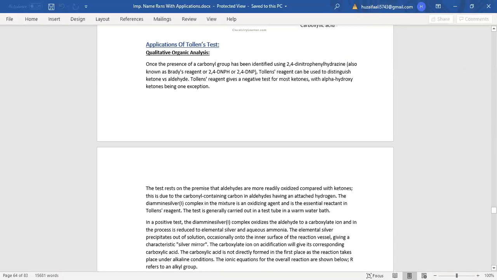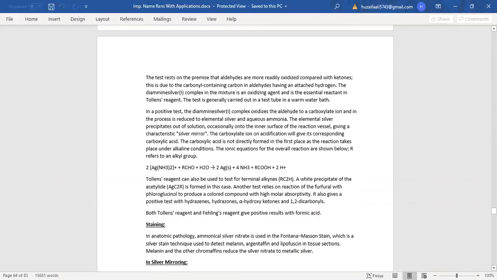The test rests on the premise that aldehydes are more readily oxidized compared with ketones. This is due to the carbonyl-containing carbon in aldehydes having an attached hydrogen. The diamine silver complex in the mixture is an oxidizing agent and is the essential reactant in Tollen's reagent. The test is generally carried out in a test tube in a warm water bath.